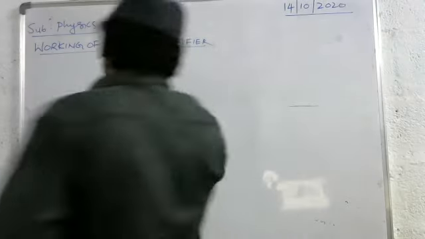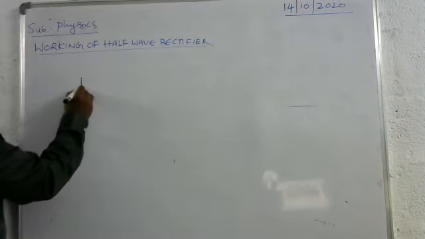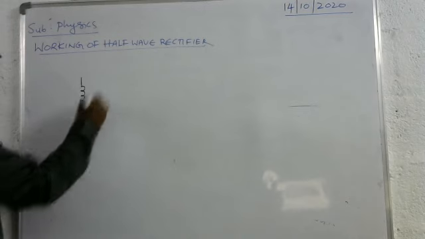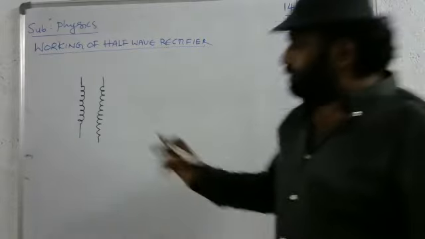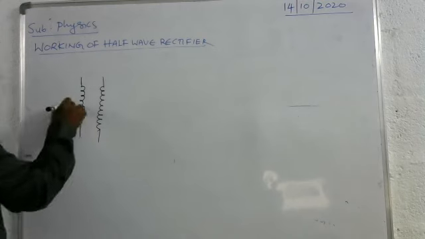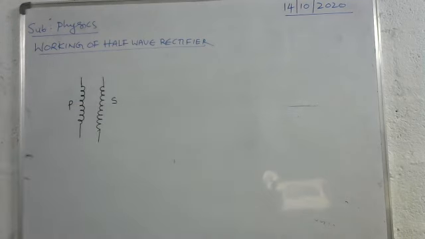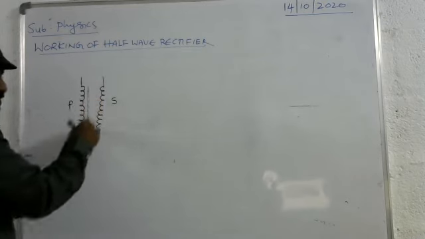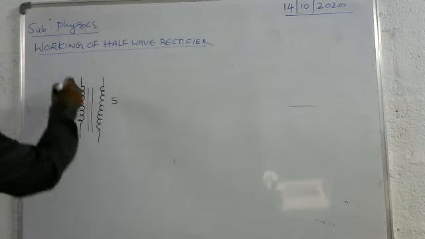Let us see. What is this I am drawing here? I think you people think these are two springs. This is not a spring. These two are the primary and secondary coils of a transformer. This is the primary coil and this is the secondary coil. In between these two, we draw two lines.